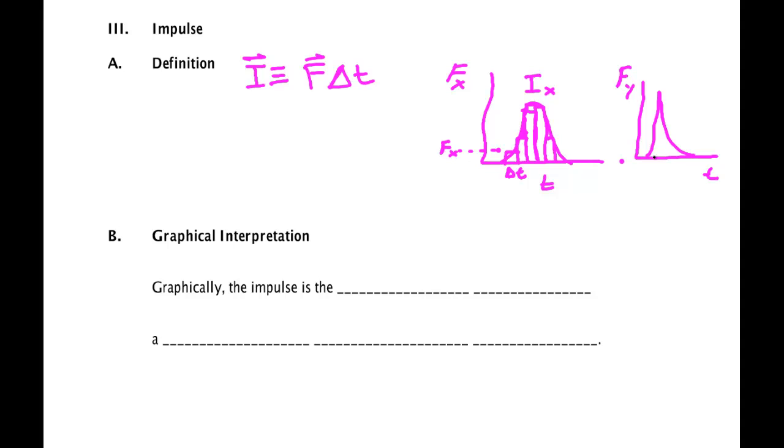If you did the same thing of finding the area under the curve here, you get the y component of the impulse. So impulse is a vector, and it's related to summing up the little areas under the force time diagram. So I put that under graphical interpretation. It is the area under a force time graph. Now be careful, it's force time.